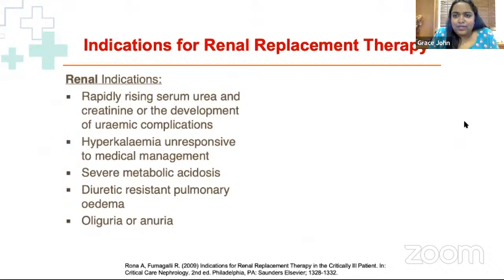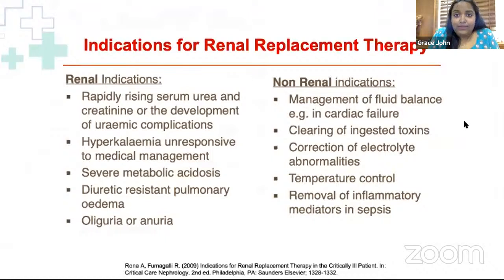And obviously, whenever a patient is having CHF, CKD with pulmonary edema, and they are not responding to diuretics, the high dose loop diuretics that we are giving, whatever medical management we are giving, it's not being effective. That is one indication where we would like to start RRT. And when the kidney is not producing enough urine and there's a lot of fluid accumulation, which can later lead to a lot of other complications like pulmonary edema. So these are the renal related indications.